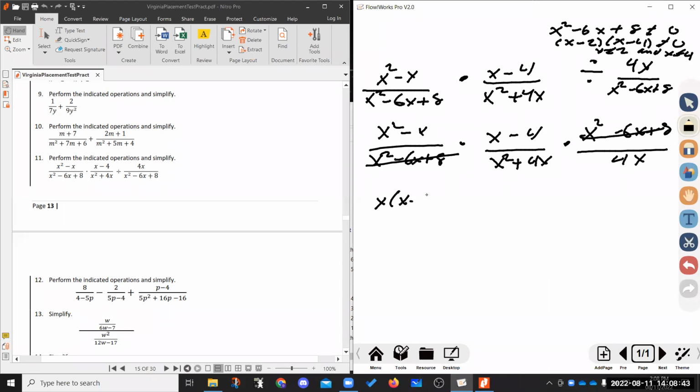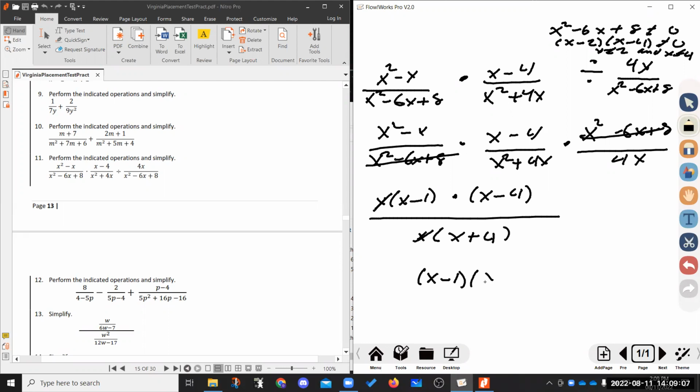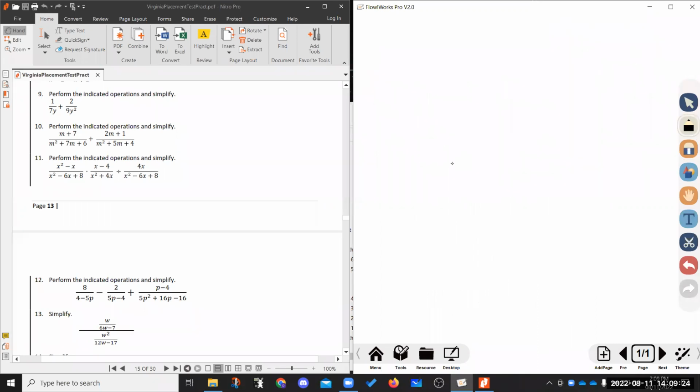Now we have x times x minus 1 times x minus 4 over x times x plus 4. So the x's will cancel. x minus 4 and x plus 4, they're different numbers, right? So I'm going to leave this with x minus 1, x minus 4 over x plus 4, and x is not allowed to be equal to 2 or 4 because that would have made the original expression undefined. There we go.